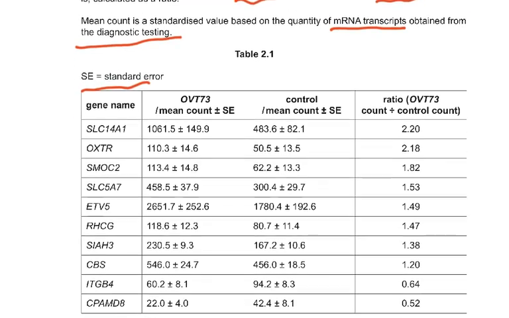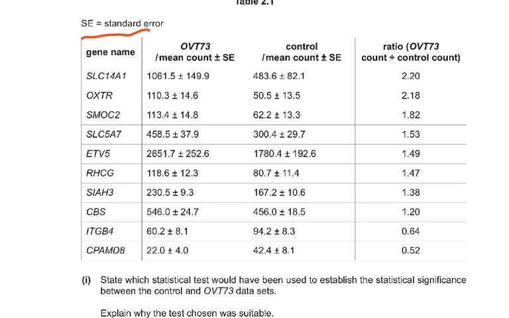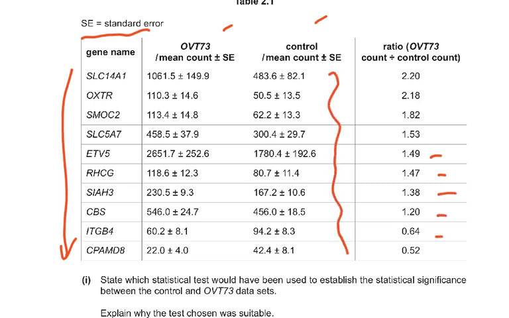So we have this table, table 2.1, which is a very complicated table. And the names of the genes are given here. And then we have the OVT73 mean count and the control mean count, and the standard error and the ratio. Ratio is the OVT73 count divided by the control count. So this is 2.20, 2.18, 1.82, 1.53, 1.49, 1.47. So you look at this very carefully. You look at all the standard errors and then you look at the mean count as well.